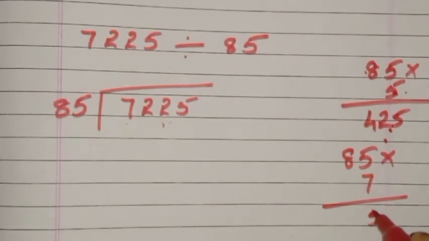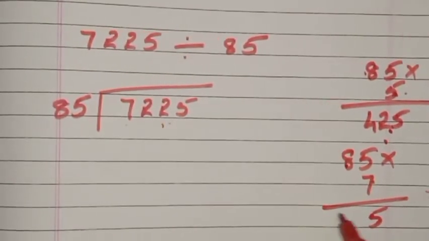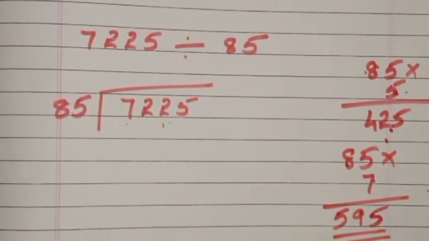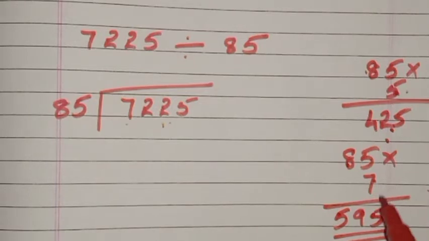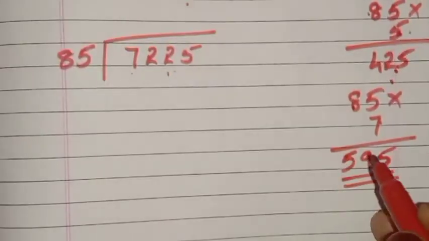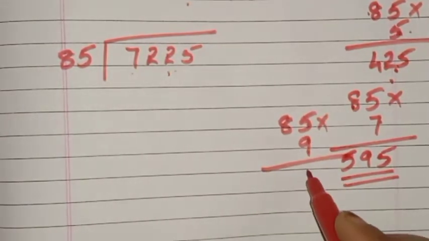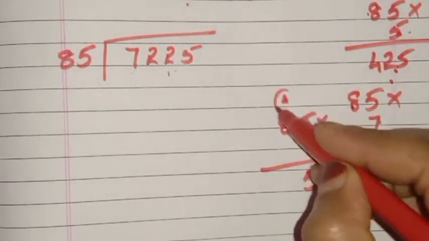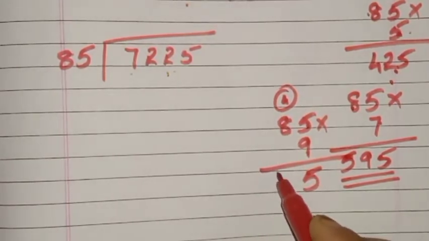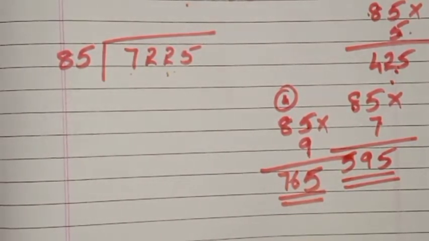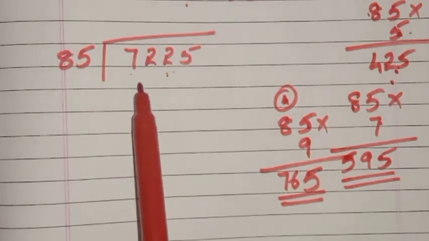7 into 5 is 35, 3. 7 8s are 56 plus 3, 59. So 595. That is also smaller than 722. Then you can take 85 into 9. This way you check using multiplication. 85 into 9. 9 5s are 45. Then 4 balance. 9 8s are 72 plus 4, 76. So here 85 into 9 equals 765. This is bigger than this number.